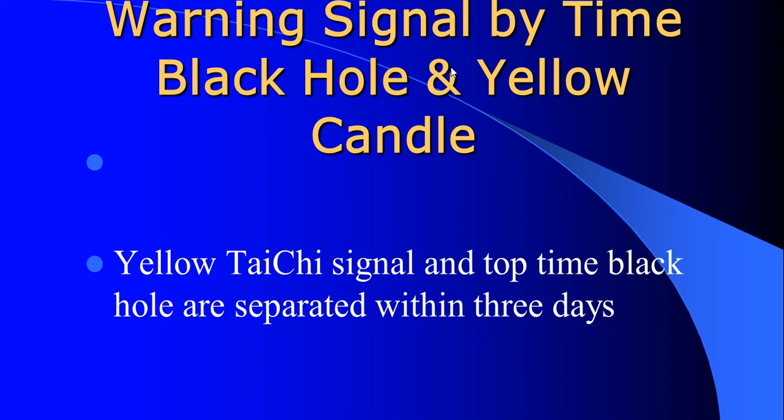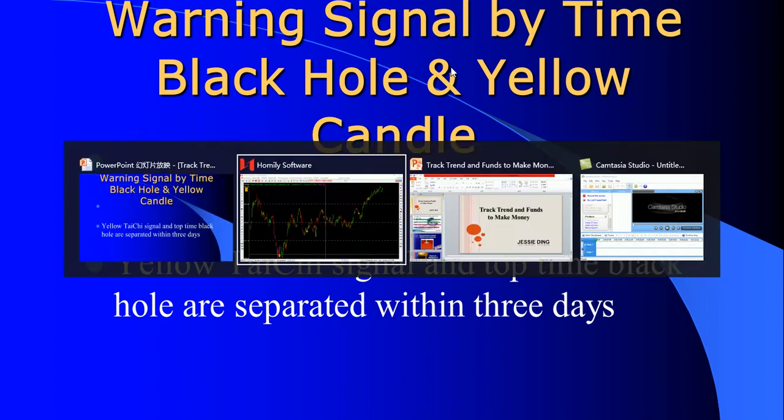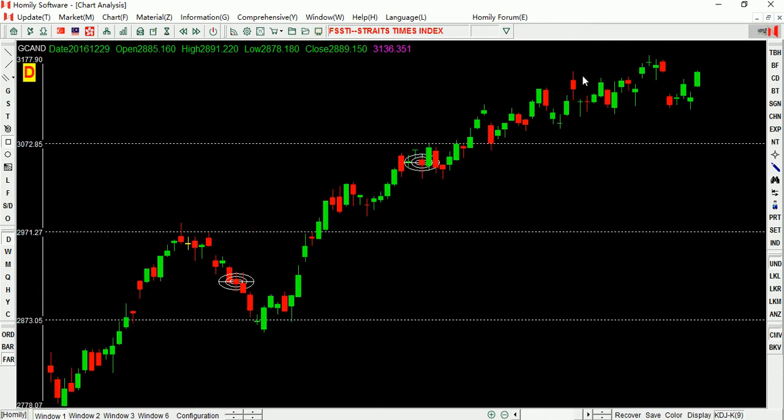Warning signal by time black hole and the yellow candlestick. If you see the yellow Taiji signal and the top time black hole, maybe the Taiji signal appears, and the next within 3 days, time black hole appears again. You should know this is the sell point. Okay, you should sell quickly because this is the warning signal. Okay, so what does that mean?